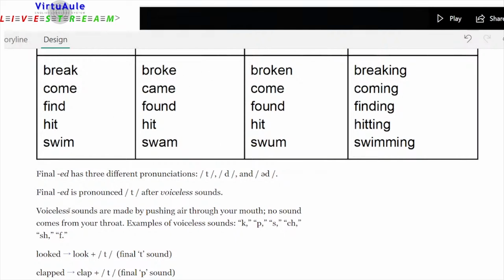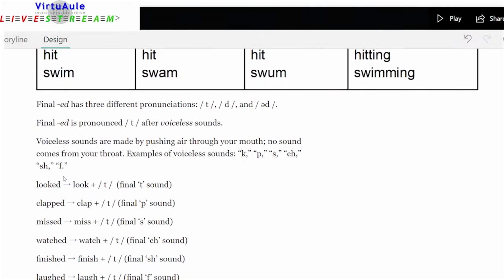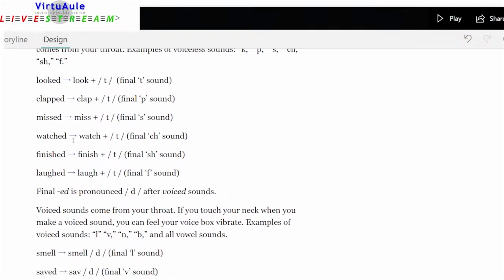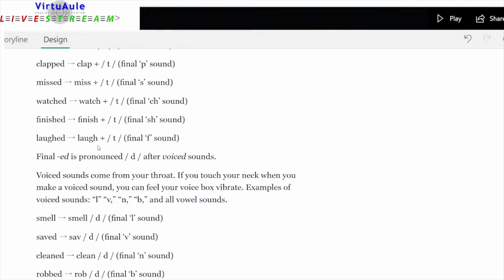Final ed is pronounced t after voiceless sounds. Voiceless sounds are made by pushing air through your mouth. No sound comes from your throat, from your vocal cords. Examples of voiceless sounds: k, p, s, ch, sh, f. Okay, so we have looked, look, looked, clap, clapped, miss, missed, watch, watched, finish, finished, laugh, laughed.